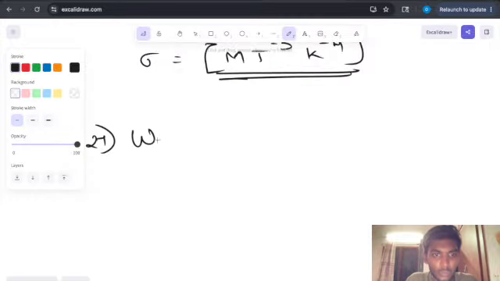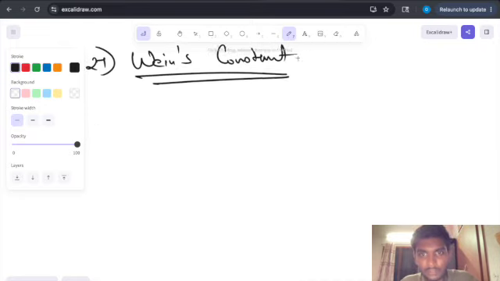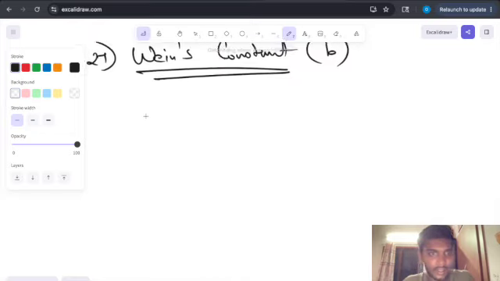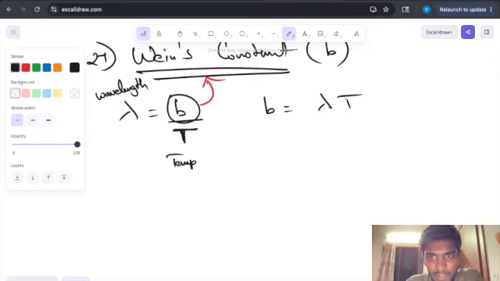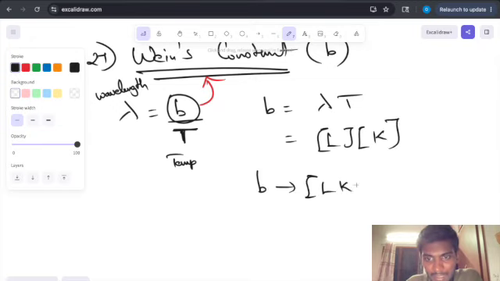Then you have Wien's constant, which is b. So again there is a formula, lambda is equal to b by T. This is wavelength. This is temperature. This is Wien's constant. So I'm just rearranging this. b is equal to lambda T. I've derived lambda, its dimension is L. T is temperature, which is Kelvin. Therefore b has a dimension of LK.